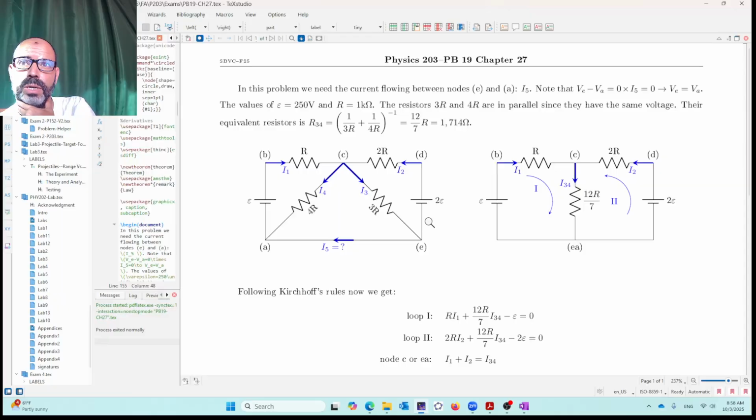So I hope that you guys understand how the answer was found for this problem. And it's a good problem. If you understand this problem, you understand a lot about circuits. If you have any doubts and questions, please reach out. Thank you.